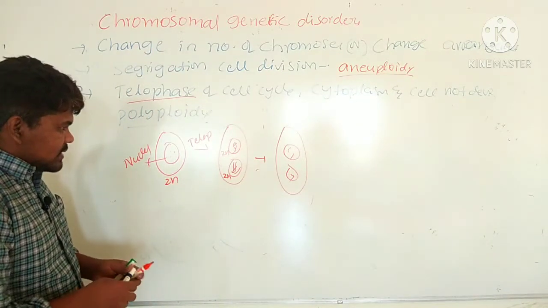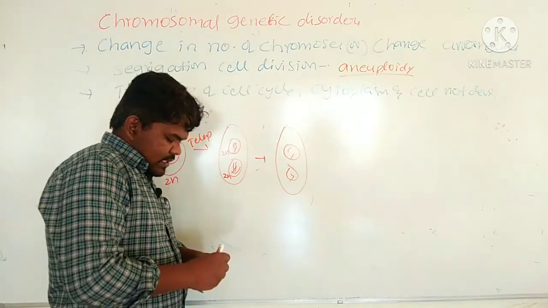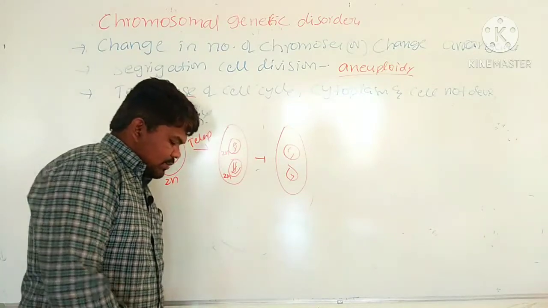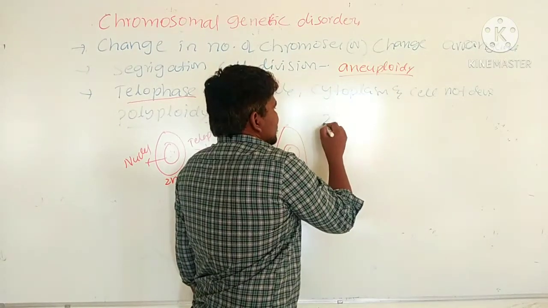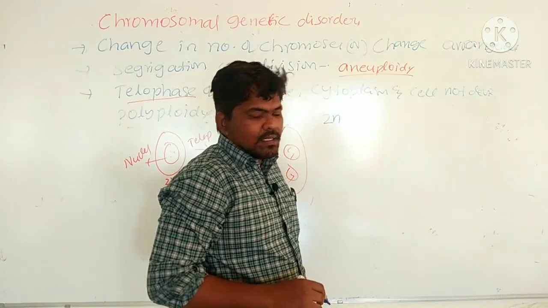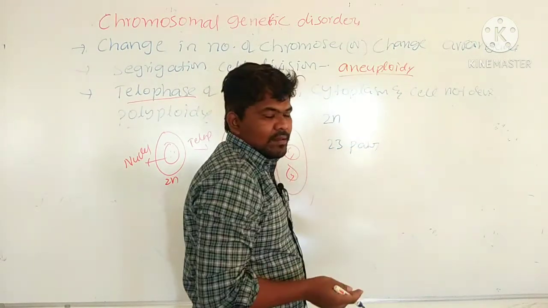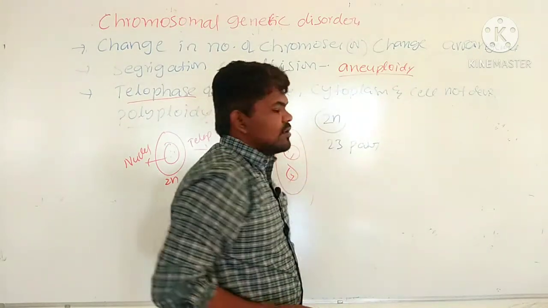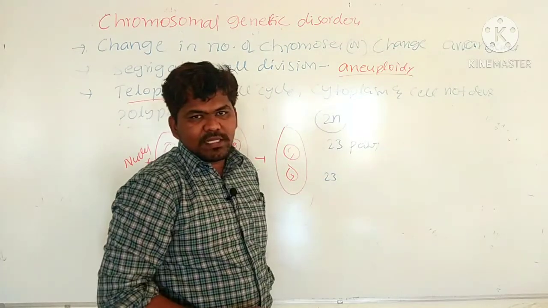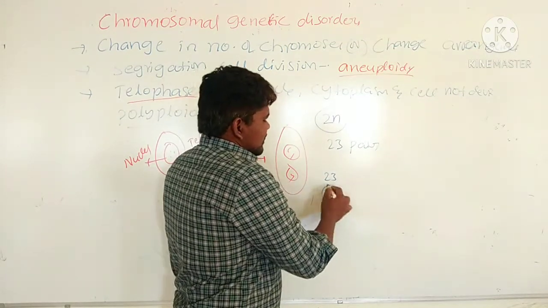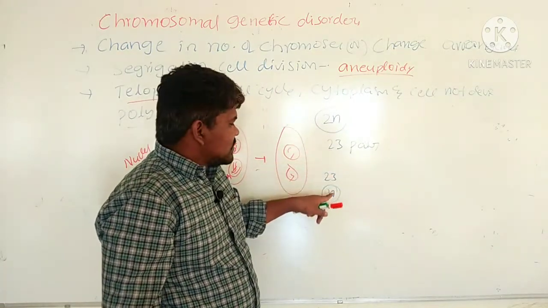Then after that, we should discuss one by one the examples of chromosomal genetic disorders. Okay, before going to the examples of chromosomal genetic disorders, there is another thing we have to discuss. See, this is the 2n. If you see, human beings contain 23 pairs of chromosomes, that means diploid. That diploid condition we can show by 2n. But the gametes contain only 23 chromosomes, not 23 pairs. That condition we can show by small n, that is haploid. Diploid means 23 pairs of chromosomes, haploid means 23 chromosomes.